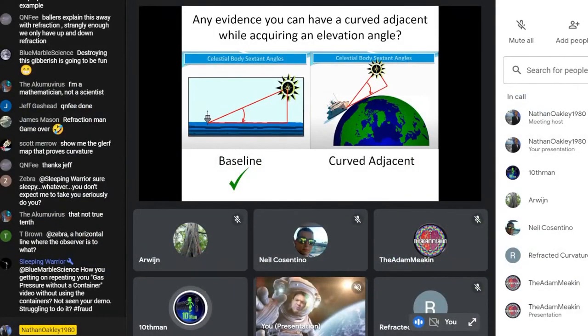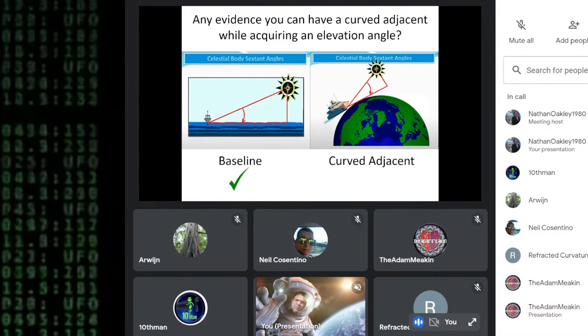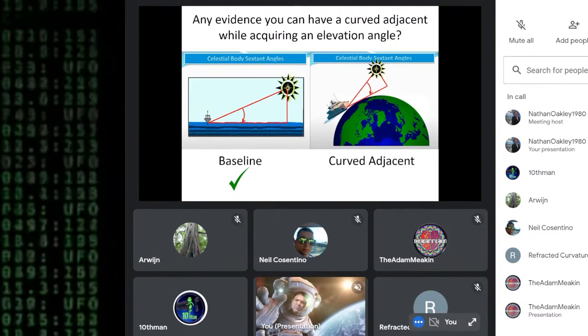So although I said it in the build-up to the presentation, that's the accumulation of lots and lots of information followed by lots of traps being laid out for ballers to give us their absolute annihilation of their own claim. And be welcome to Flat Earth as a result, because to answer the question, any evidence you can have a curved adjacent whilst acquiring an elevation angle? No. It defies the trig.